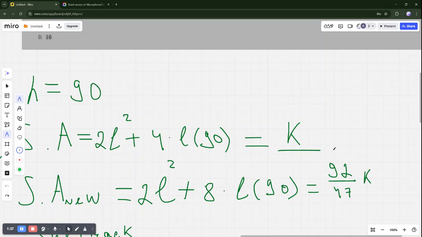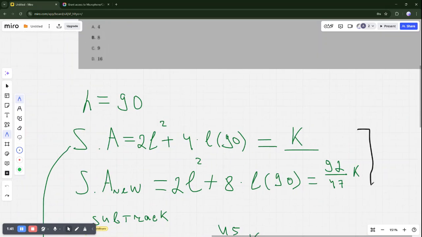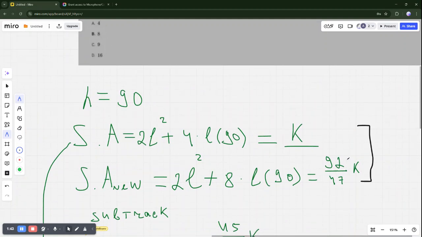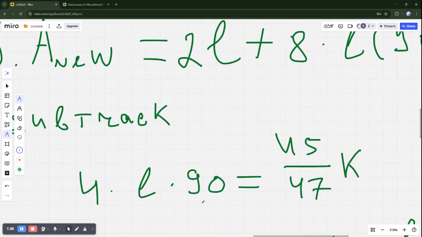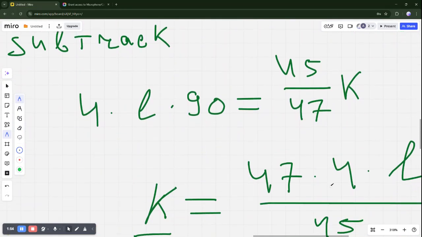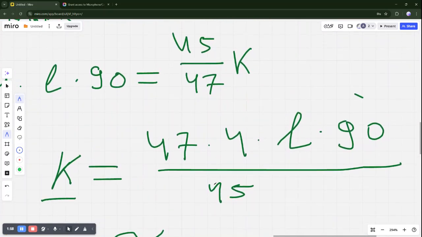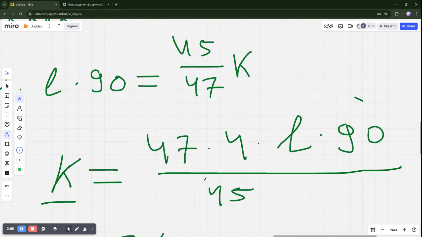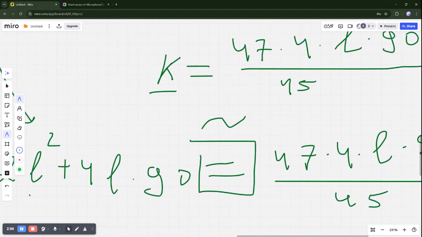So as you can see, we have a system, so we can easily subtract them or do any operations, okay? Since the value of k and the value of L are identical for both of them, if you subtract, you're going to get 4L multiplied by 90 is equal to 45 over 47 k. This way we have got the second equation for our k. Now we've got two equations for our k, meaning that we could easily equalize them, which we are going to do right now.